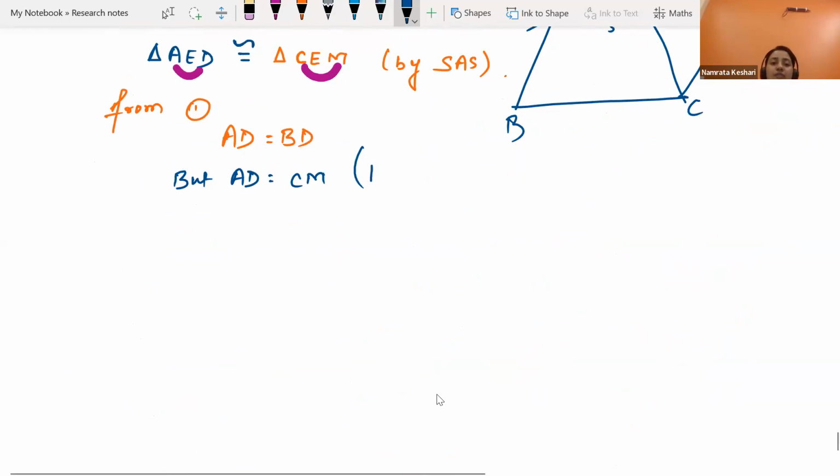Okay, let's do. AD is equal to CM by CPCT. Therefore, from these two we can write that BD is equal to CM. Okay, equation number 3.